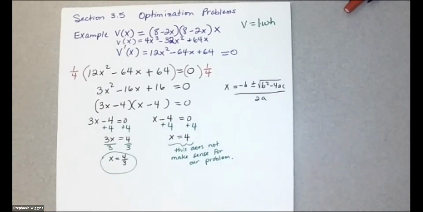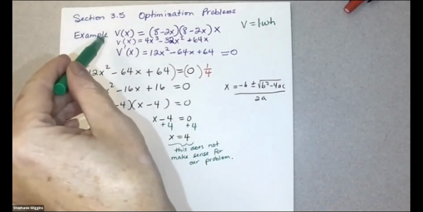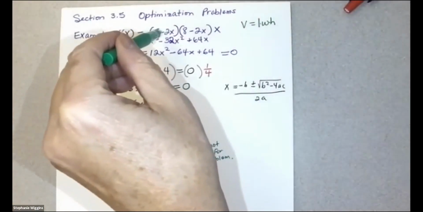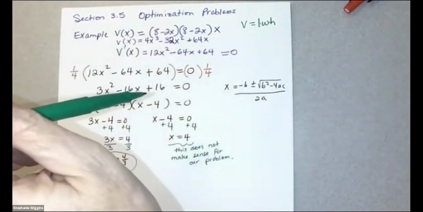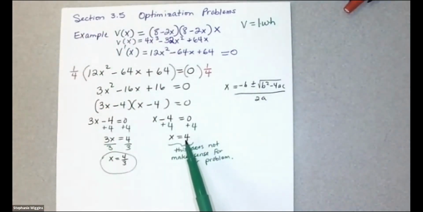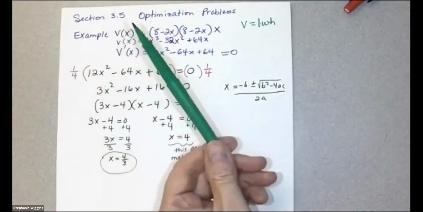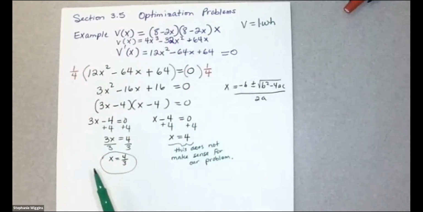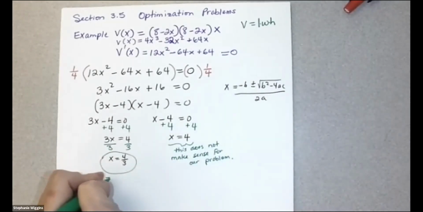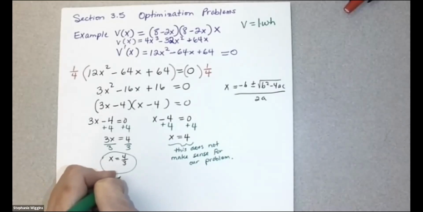And similarly, if you wanted to check the endpoints, because we have a function here and it ranges, x can only range between 0 and 4. So we already dismissed this one here. And also if it's 0, that's not going to work either. So it's going to be that middle value. And this 4/3 is approximately equal to 1.33 inches.